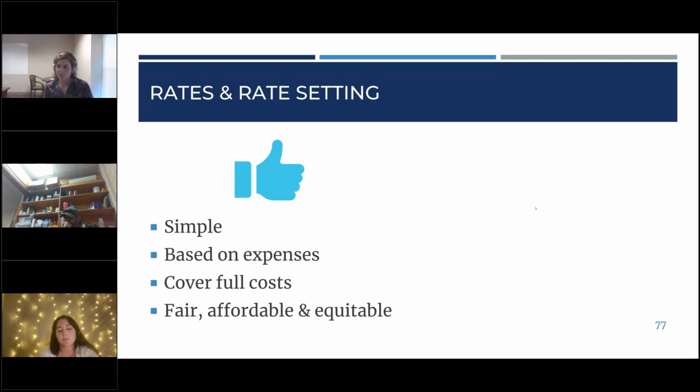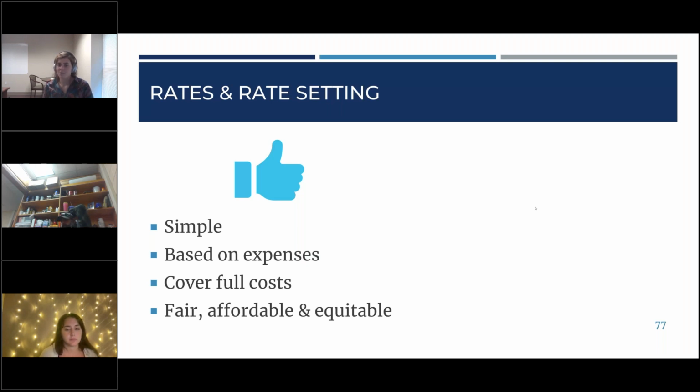So we always recommend and lead with keeping it simple. We also recommend basing it on your expenses. So all the stuff that I talked about before, if you're looking at financial statements, that's a great starting place if you want to understand the expenses of the system when you're setting your rates. Making sure you cover your full costs. This goes back to the budgeting slides when we were talking about revenue requirements.